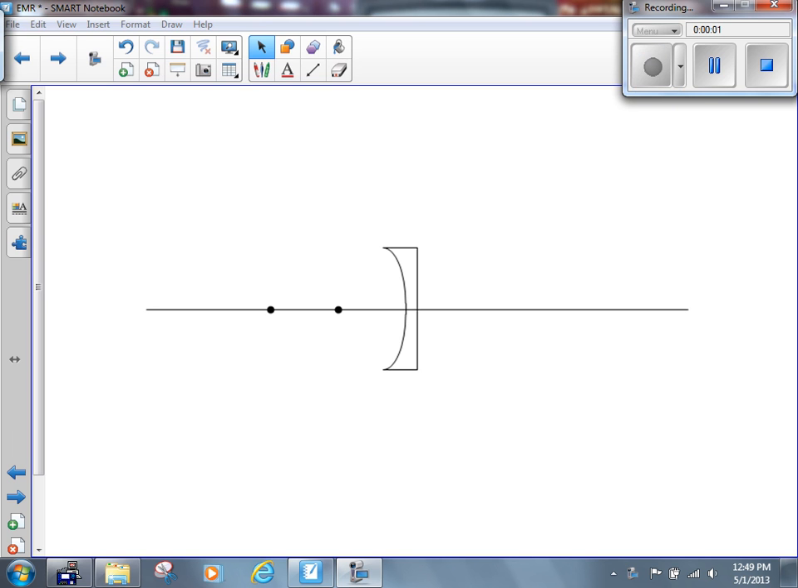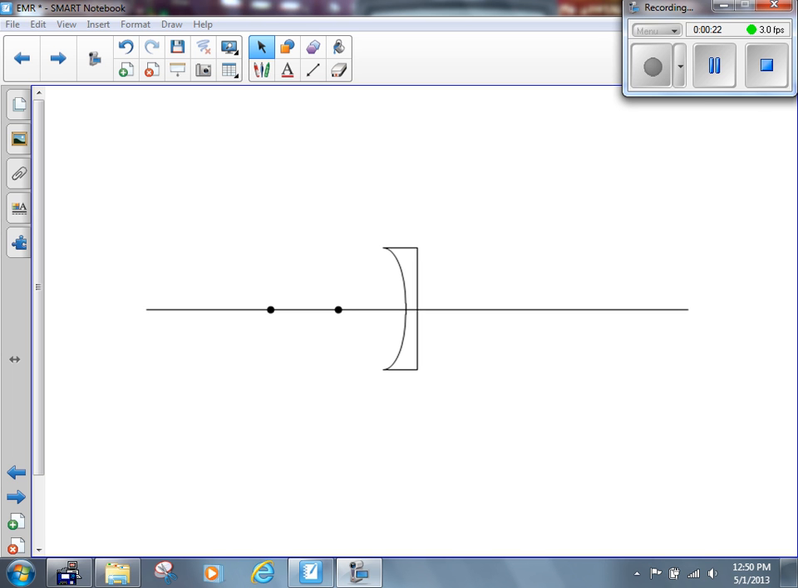We've got a curved mirror up on the board right now. Tell me what kind of mirror that is. It's concave. What's another name for concave mirror? Converging, right. Why do we call it a converging mirror? The other kind, by the way, is called diverging, right? So converging versus diverging. Why is this one called converging?